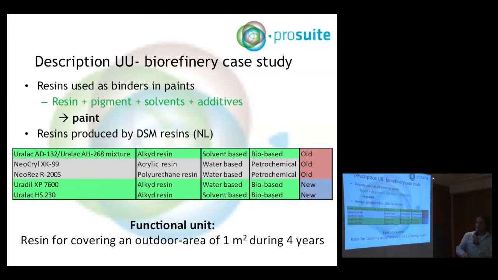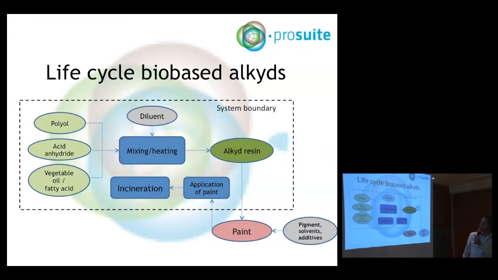The life cycle of the bio-based alkyds is as follows. There are 3 main components: the polyol or polyalcohol, an acid anhydride, and a vegetable oil or fatty acids. So this is the bio-based material that is, in my case study, made from soybean oil. The 3 components are mixed and heated. A diluent is added. Then we have the resin.